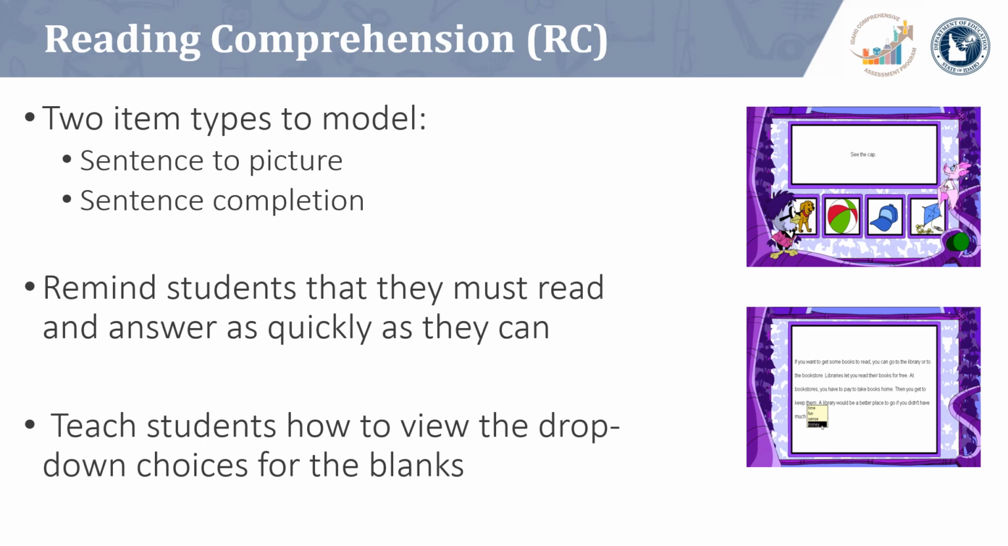Like many other subtests, reading comprehension has two item types to model: sentence to picture and sentence completion. For the first item type, a sentence and 4 pictures appear on the screen. The student reads the sentence and identifies the picture that best illustrates the sentence meaning. For the next item type, a sentence, sentences, or a paragraph appear on the screen. One word is missing from the text. The student reads the text and must choose from 4 choices the word that best completes the text.